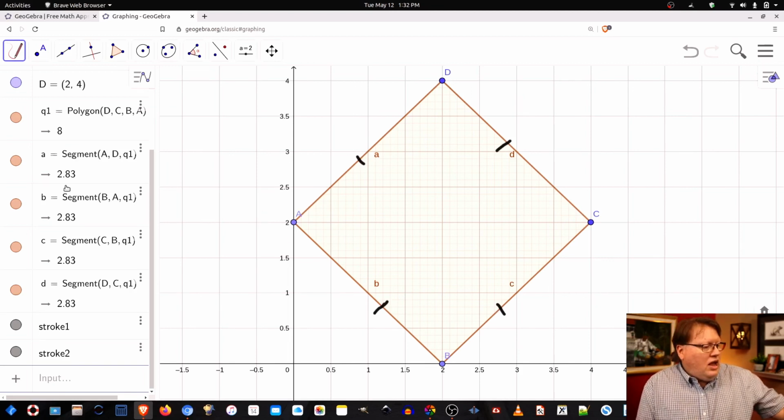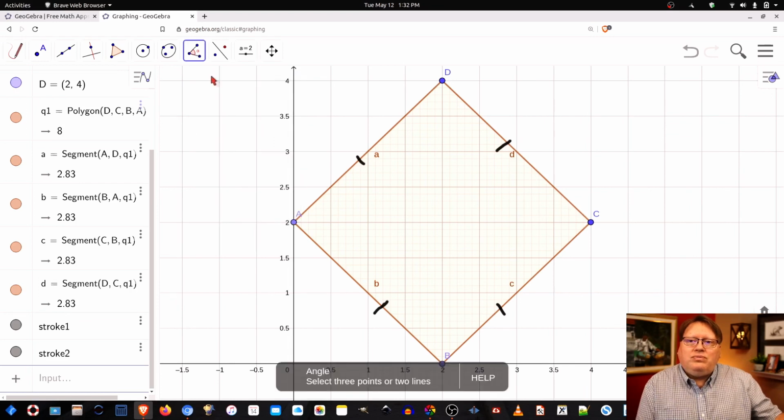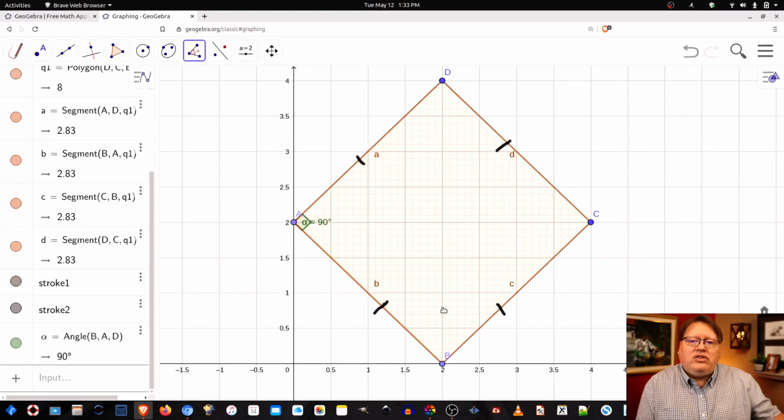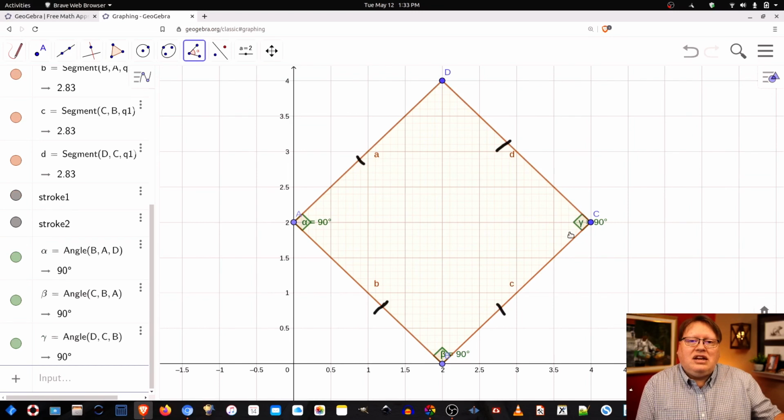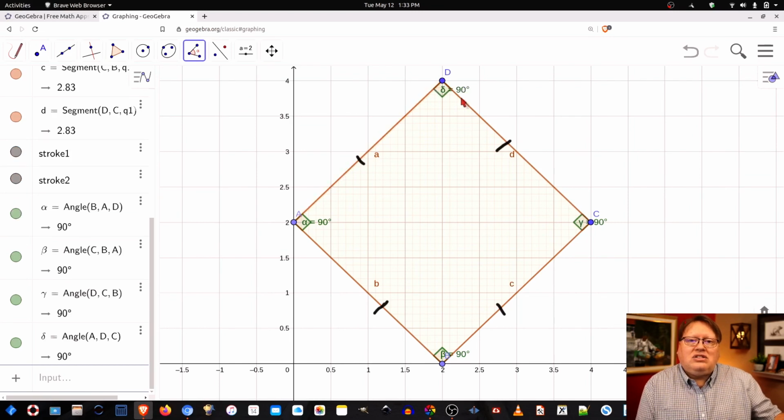Okay. And do you remember what our next step is? That's right. We can look at angle measures. So we're going to use our angle tool. And again, we want to move counterclockwise. So from this side to this side would be counterclockwise. So we're going to choose this angle and this angle. I get a 90-degree angle. I'm going to choose this side to that side. That's 90 degrees. This side to that side is 90 degrees. And this side to this side is also 90 degrees. So we have a polygon with congruent sides, and all the interior angles are 90 degrees.